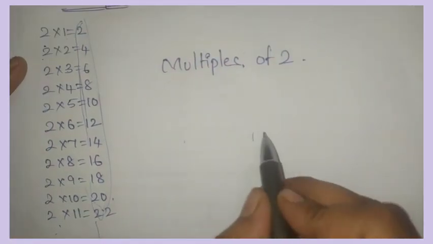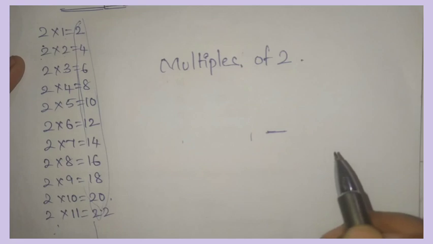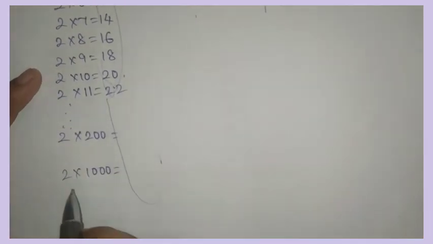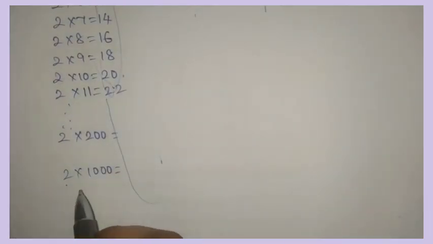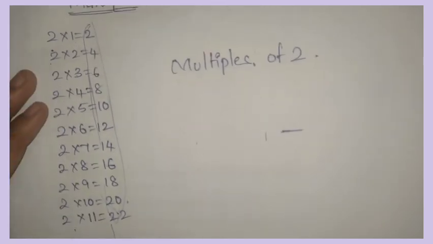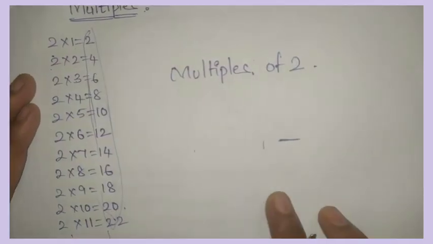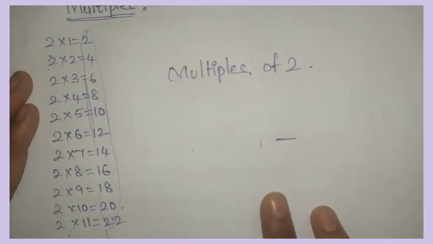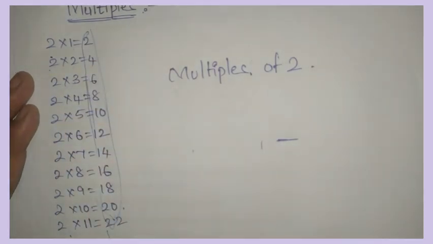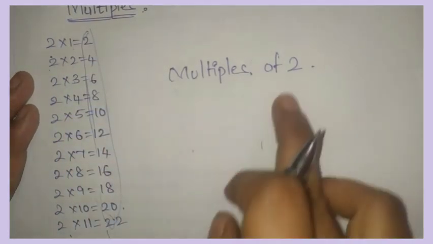We cannot find the last multiple. Why? Because we can multiply 2 by any big number also. These all we call multiples of 2. The answers we get in the 2 table, we call them multiples of 2.